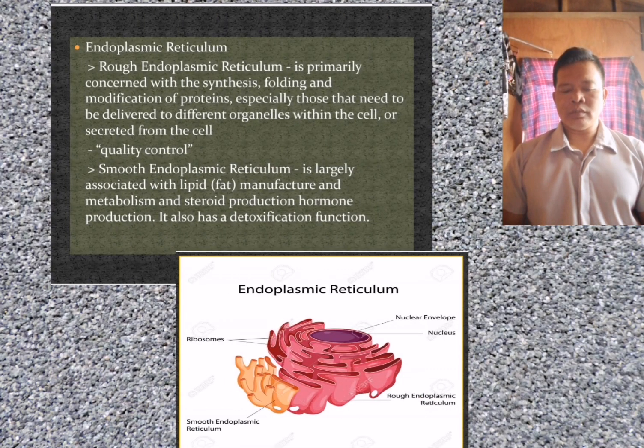The endoplasmic reticulum, there are two kinds of endoplasmic reticulum. The first one is the rough endoplasmic reticulum. It's primarily concerned with the synthesis, folding, and modification of proteins, especially those that need to be delivered to different organelles within the cell or secreted from the cell, so it is also called the quality control. Number two is the smooth endoplasmic reticulum. It is largely associated with lipid or fat manufacture and metabolism, steroid production, and hormone production. It also has a detoxification function.